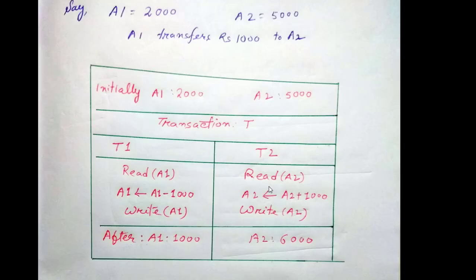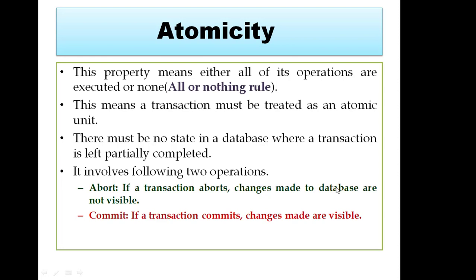So in brief, T1 and T2, the subtasks of the transaction T, should all be completed entirely. There should not arise a case like T1 executed completely but T2 only partially. This is not allowed under atomicity. I hope this atomicity property is now clear to you.